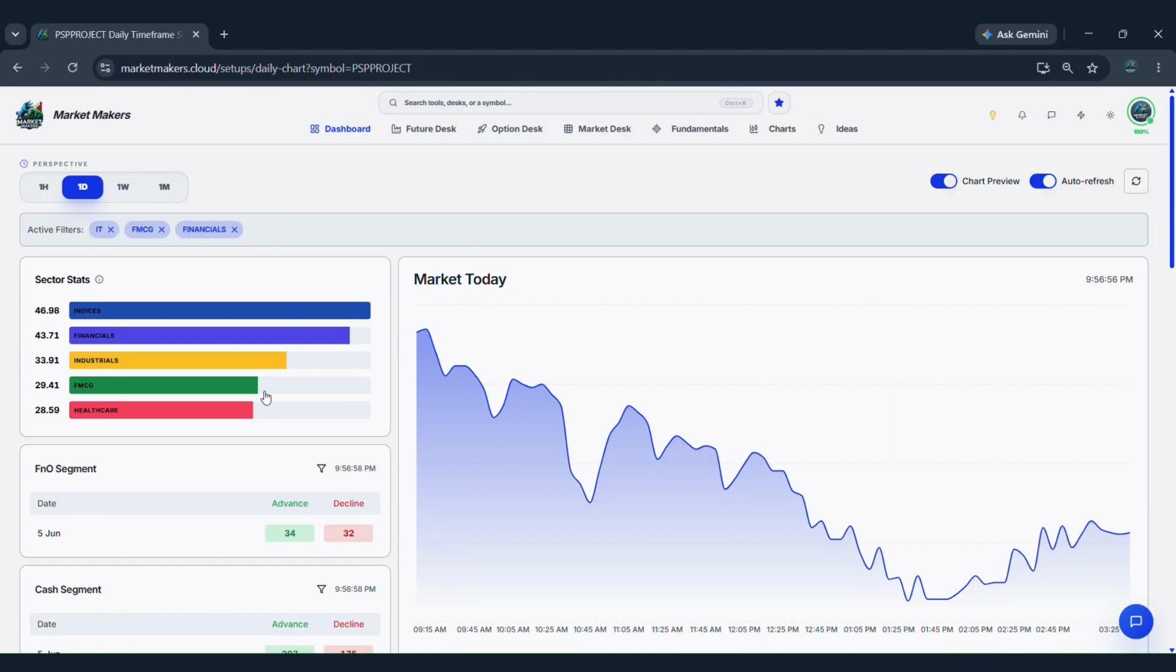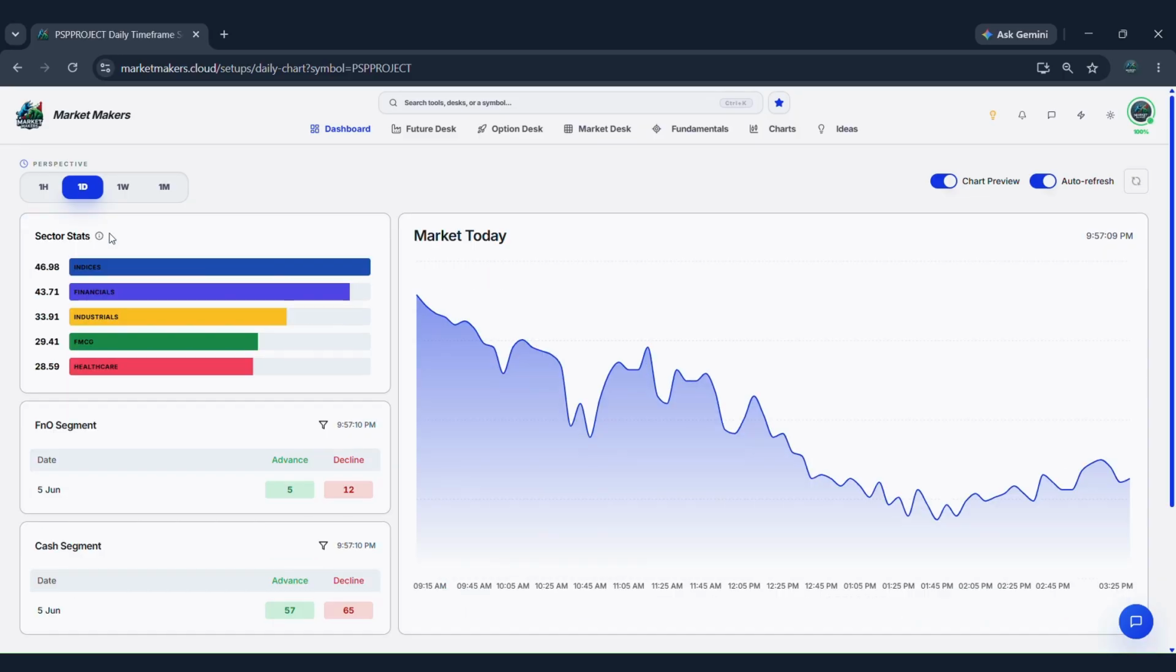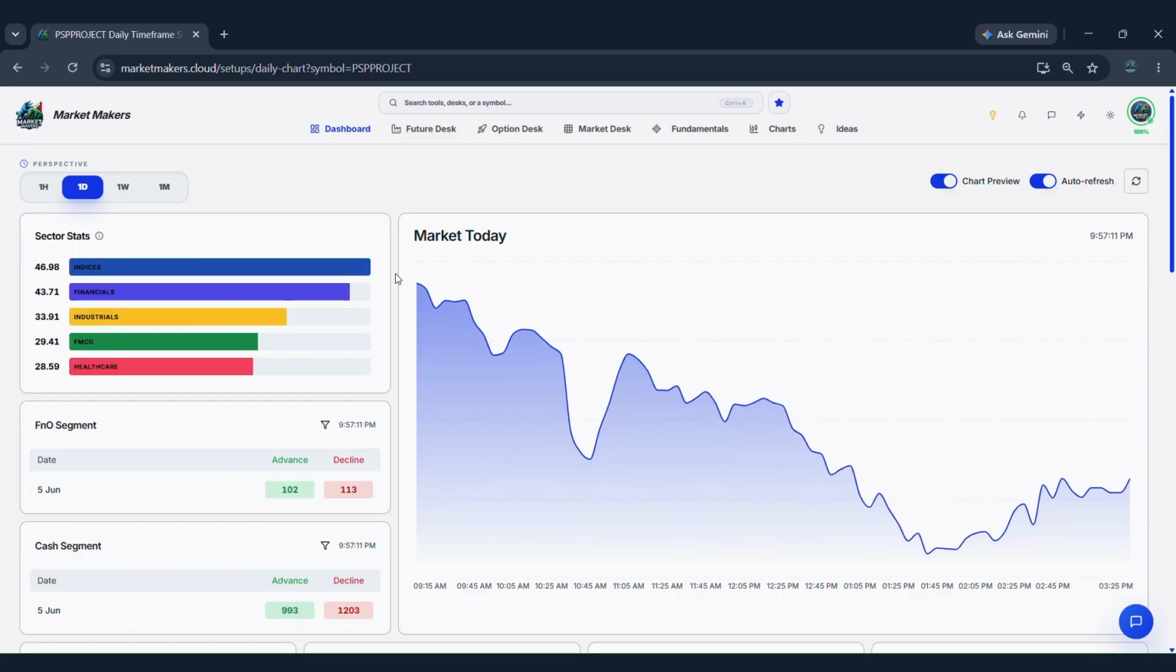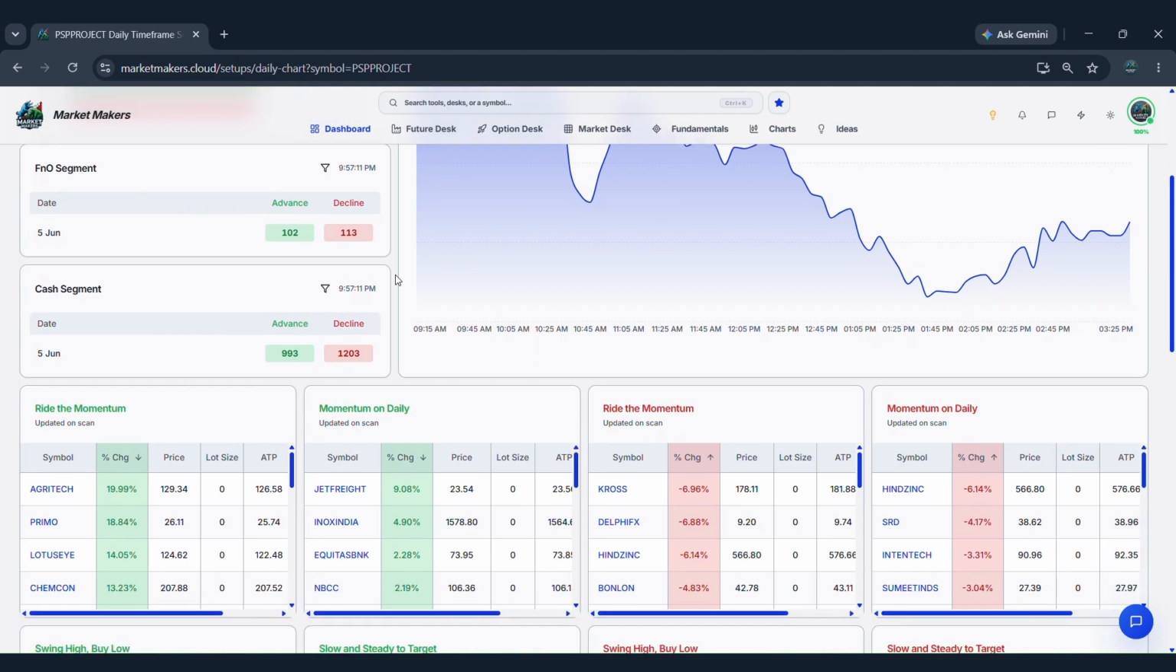And at the top, you can see which filters are currently applied. You can also remove them anytime. This allows traders to instantly focus on strength and weakness in specific sectors. That's institutional thinking. Now below that, you can see futures and options segment and cash segment.